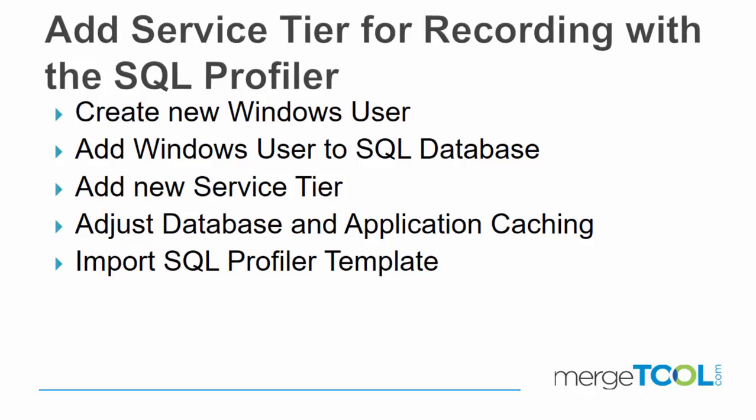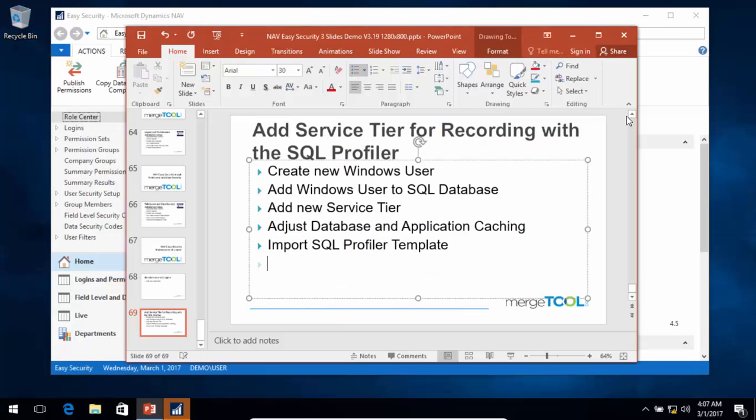When recording with the SQL Profiler against a database with many users in, or just to have a very precise security in a test environment, you should add a service tier that you can use for recording in here. It requires adding a new Windows user, because that's how we will filter, and we will also change an application or a service tier setting on 2016 and 17 in here. I'll use 2017, but this process is basically the same for all versions of NAV.